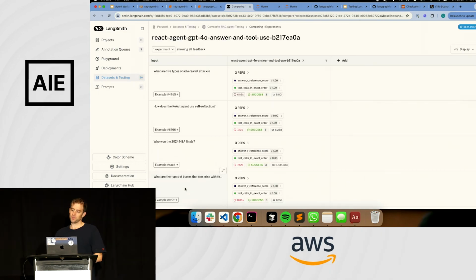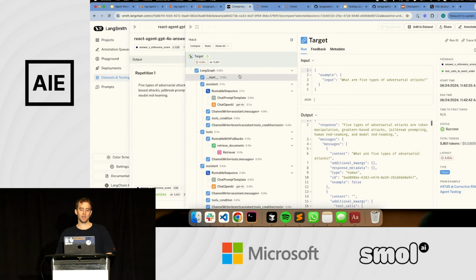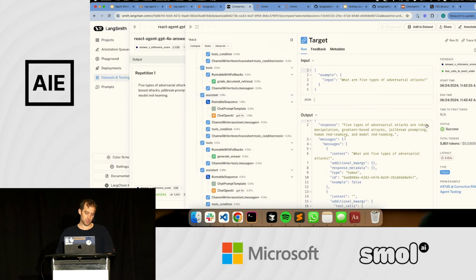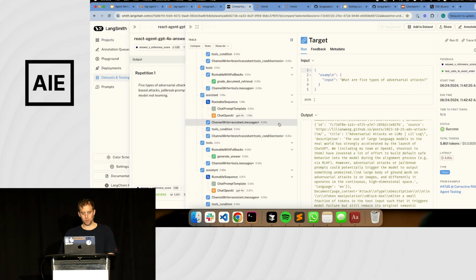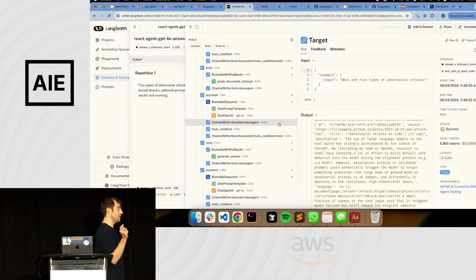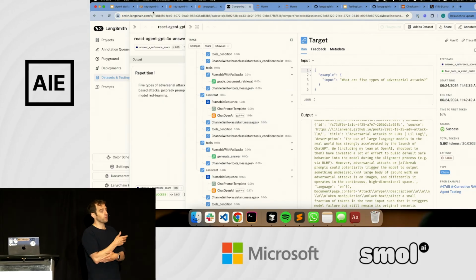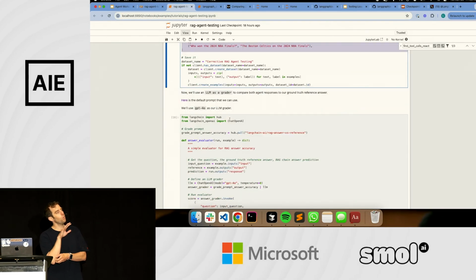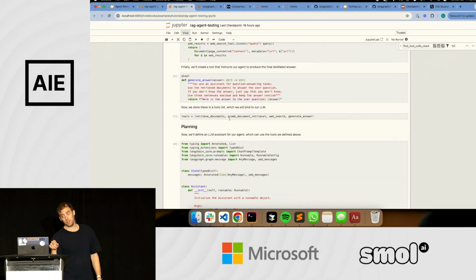The way it works depends on the architecture. So using the React architecture, let's see if I can find an example of it. So here's one with the React agent. Let's look at one of the traces. So basically the tool call itself will return an error, and the LLM is then expected to self-correct from that error. That's one approach that we do with the React agent.